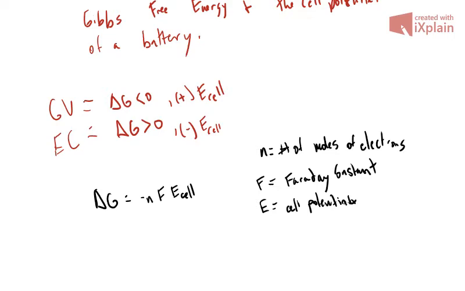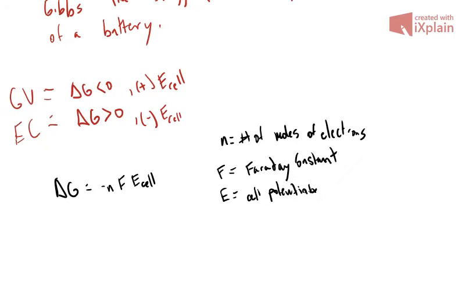Okay, now the Faraday constant is a number, and it is 96,500, and that is coulombs per mole. Okay, coulombs per mole. All right. So delta G can be related to the cell potential.